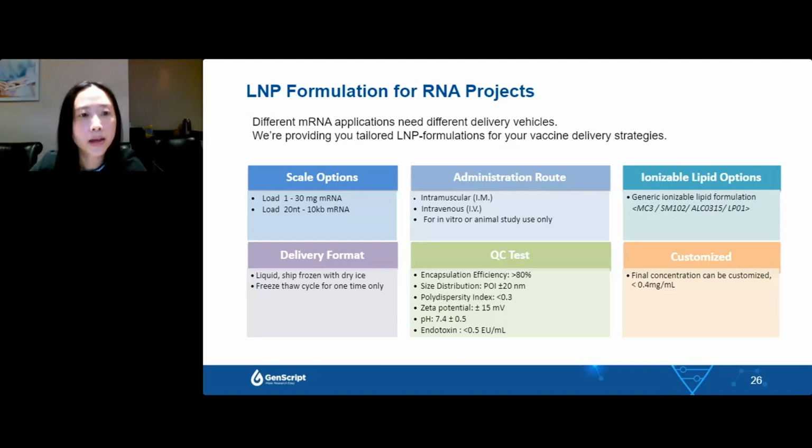Next is the LNP formulation for RNA projects. Different mRNA applications need different delivery vehicles, and GenScript is providing you tailored LNP formulations for your vaccine delivery strategies. Also listed here are some options for different parameters.